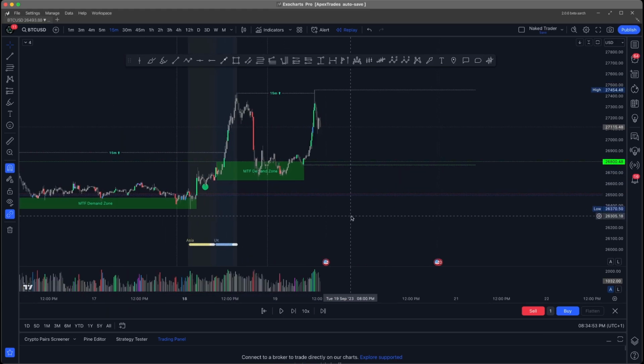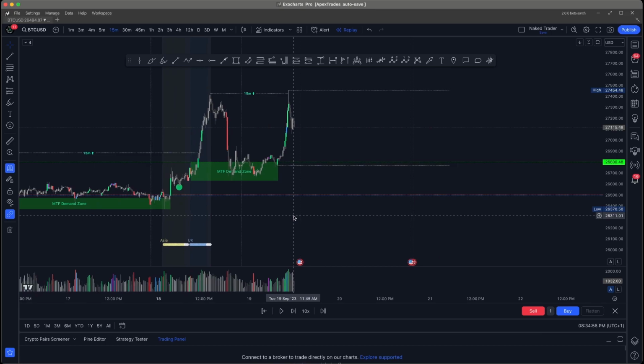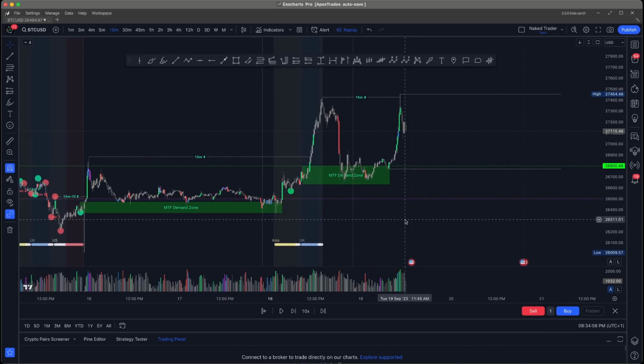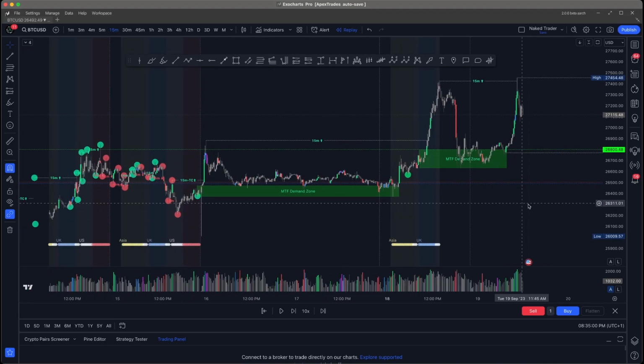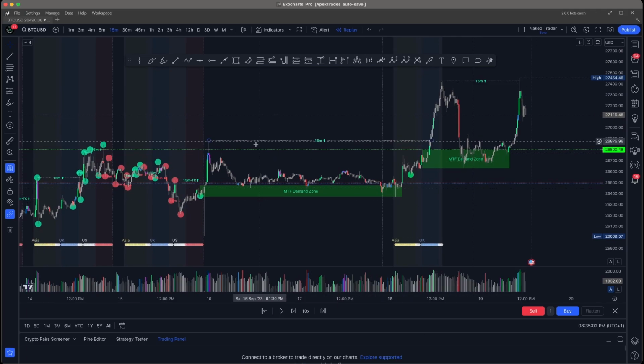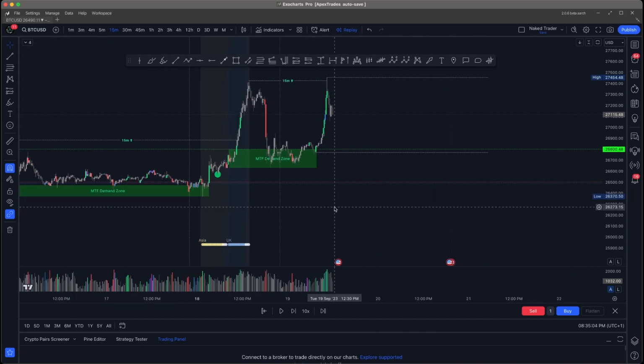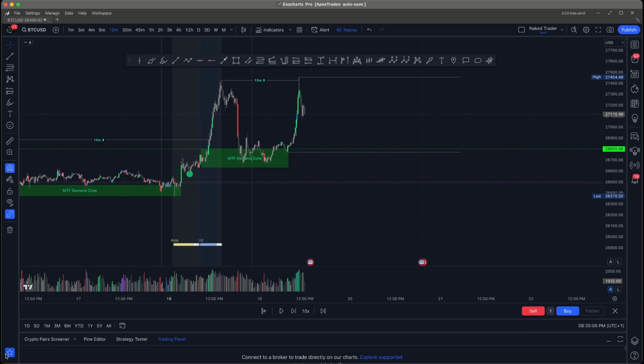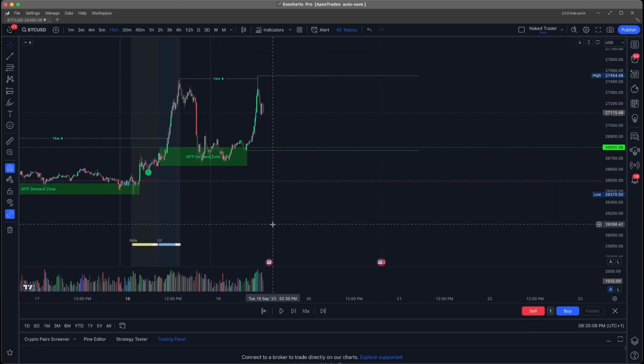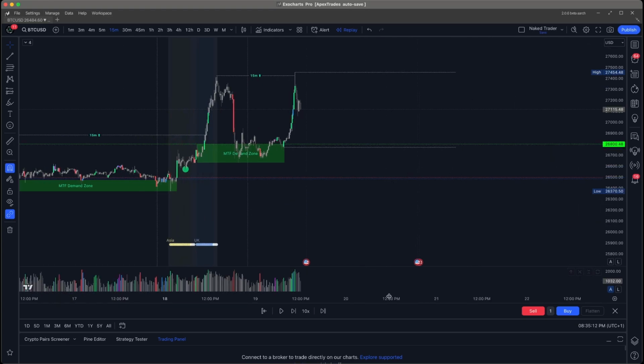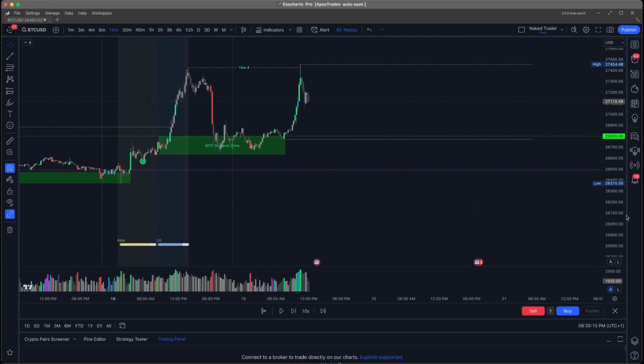So that was a nice trade. This was obviously a nice trade. And where are we? So that was the weekend session. This was Monday. Let's continue on. And we're still bullish, right? So what would we look for now? So theoretically, you're looking for another demand zone.